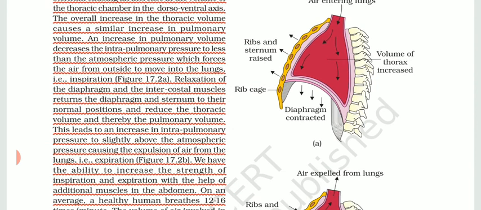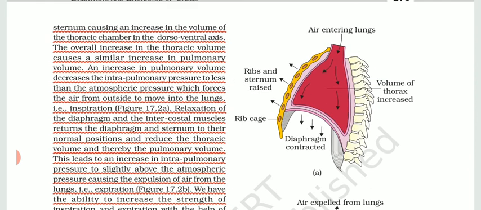On the other hand, let's first talk about this diagram as well. Similarly, all points are written. Ribs and sternum are raised because there is contraction. It is inspiration or inhalation. Then the diaphragm is contracted, right? It is coming down, and the volume of the thoracic cavity or thoracic chamber has increased. So air can easily come inside the lungs.